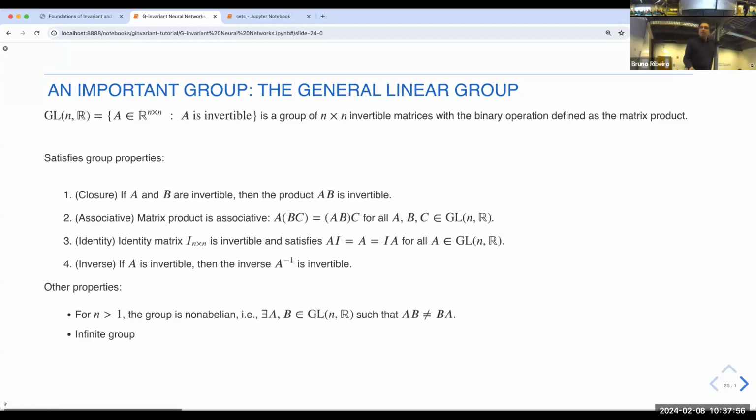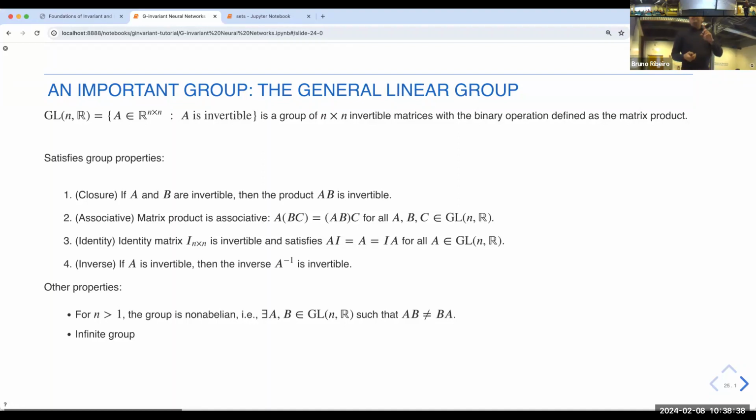So let's see if it satisfies the properties of a group. If you have two invertible matrices, A and B, is the product invertible? Yes, right? You can just apply B inverse, A inverse, and you get identity. So you have an inverse. Is it associative? Yes, matrix products are associative. Does it have identity? We know very well the identity. Is it invertible? Yeah, it has to be invertible, because not having an invertible matrix means it's not a group, since you don't have an inverse for the operation, the transformation.